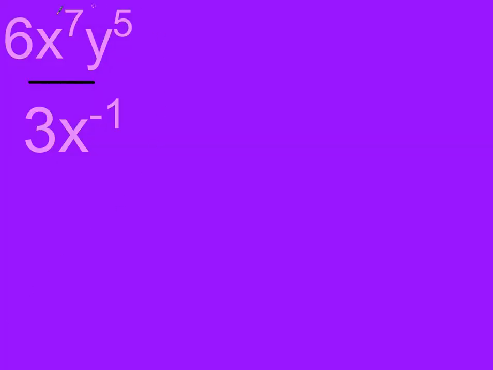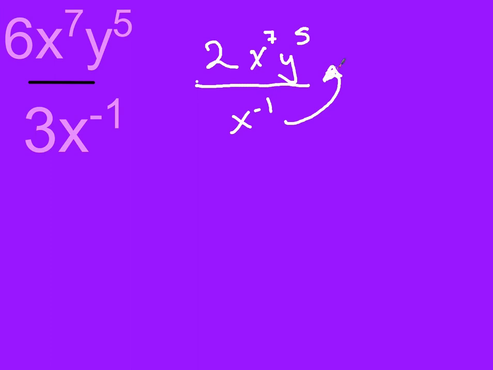Okay, what about when you have a fraction here? Well, 6 over 3 is 2. So the numeric part of the fraction simplifies to 2. X to the 7th stays the same. Y to the 5th stays the same. Now, when you move something from the denominator to the numerator, or from the numerator to the denominator of a fraction, you simply change the sign. So I can take this x to the negative 1 and move it up here, and it becomes x to the positive 1. So now I no longer have a fraction.